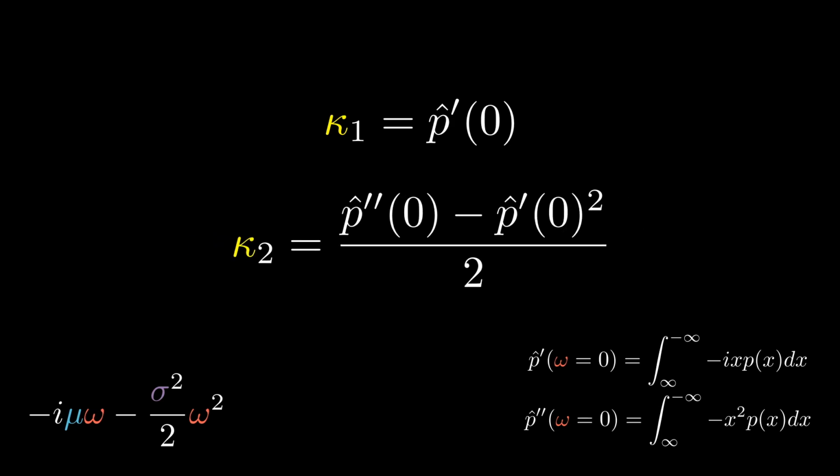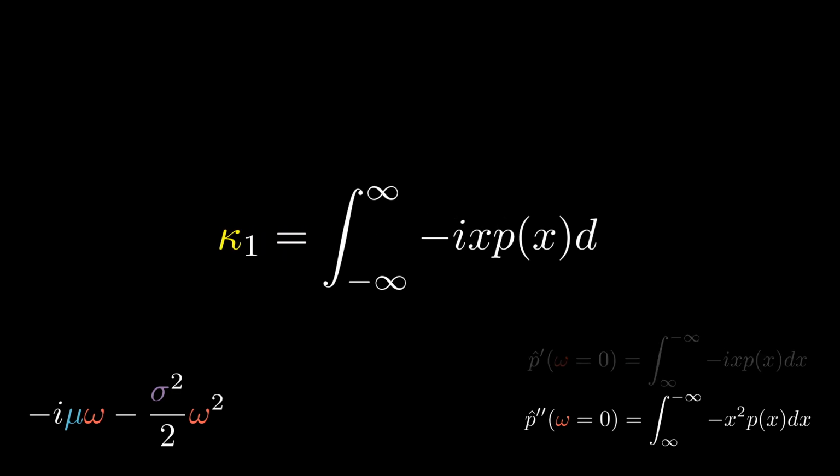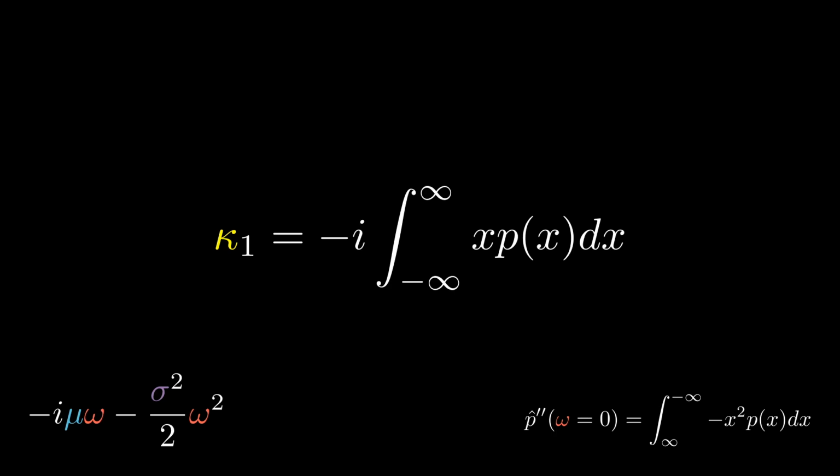We can now use our trick that we discovered to evaluate the Fourier transform's derivatives. We take the integral of minus ix times p of x to get the first derivative. We can pull out a common factor of i, and we're just left with the integral of x times p of x. Now, most of you who have taken a probability class at this point are probably having light bulbs turn on in your head.